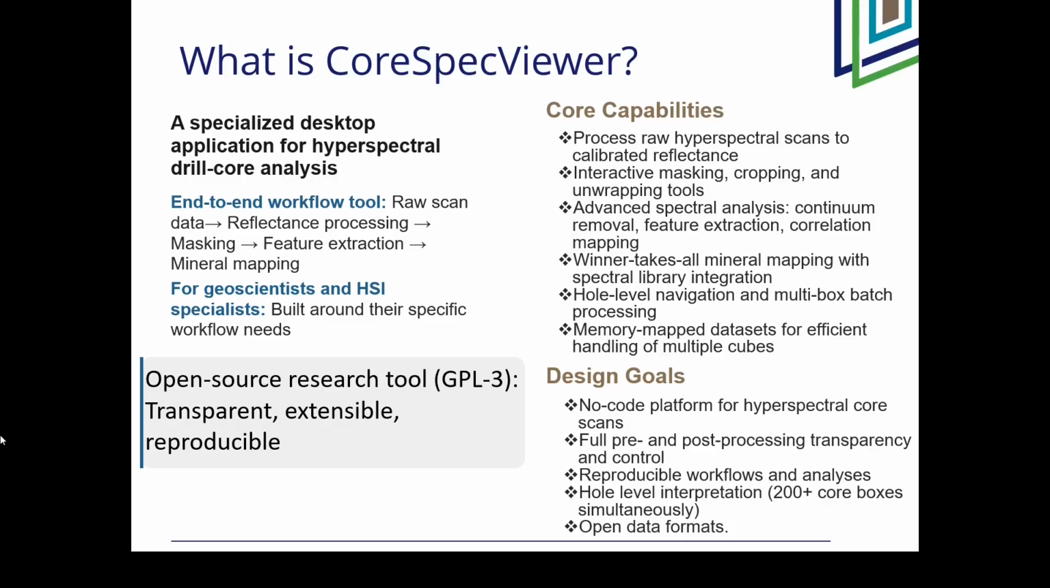I will go through the core capabilities during the demonstration, but for the design goals I wanted to build a no-code platform for hyperspectral core scans so people wouldn't be reliant on Python scripts for reusable data. It has full pre- and post-processing transparency and control over every setting used. This means it can have reproducible workflows and analysis, and it's also capable of whole hole interpretation, 200 plus core boxes simultaneously viewed and interpreted, and it's committed to using open data formats.